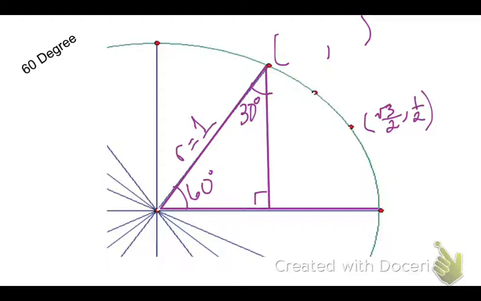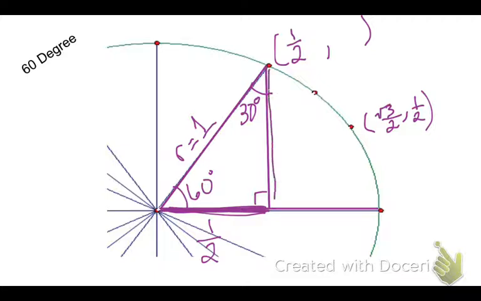Notice now my short leg is the x-axis. My short leg is always across from the smallest angle. The 30-degree angle is at the top, so my short leg is going to be on the x-axis now, and that length is half of the hypotenuse. So now my x value is 1/2.